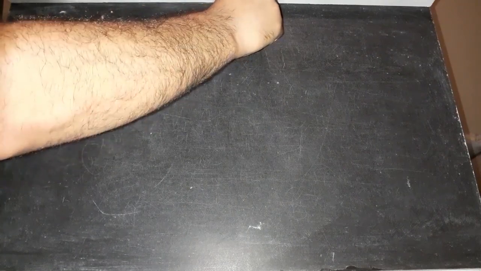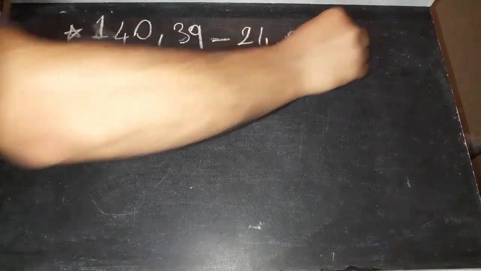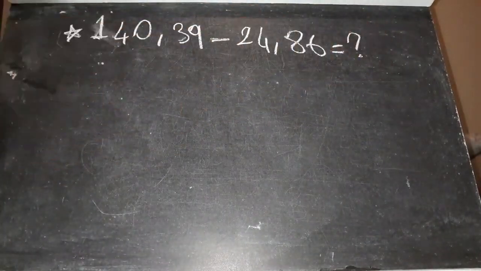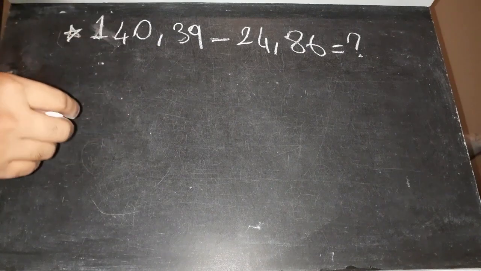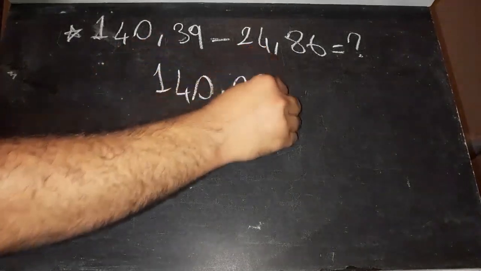Let's have a look at another question, from subtraction. My question is 140,39 minus 224,86. Okay, the same story, we are going to write underneath the same place value. Then you do the same thing you do in addition and subtraction of whole numbers.